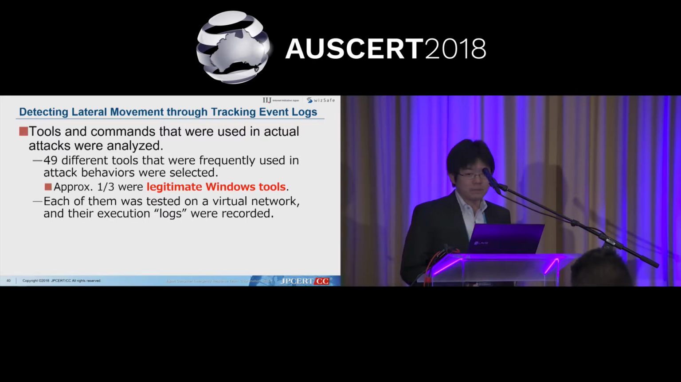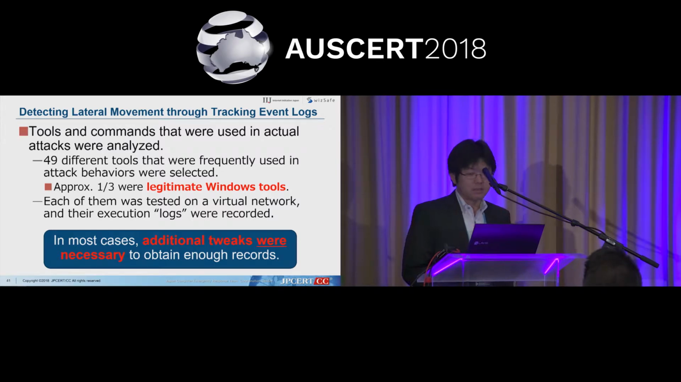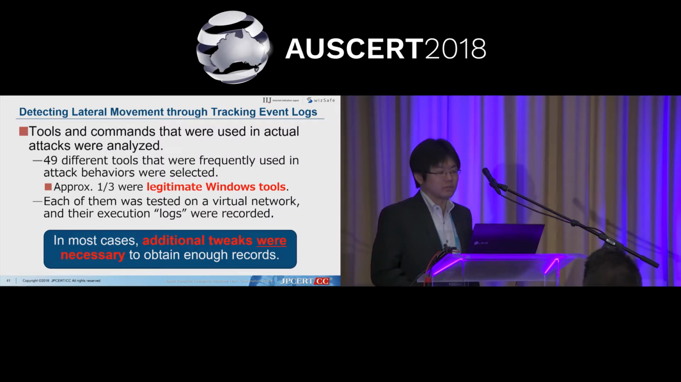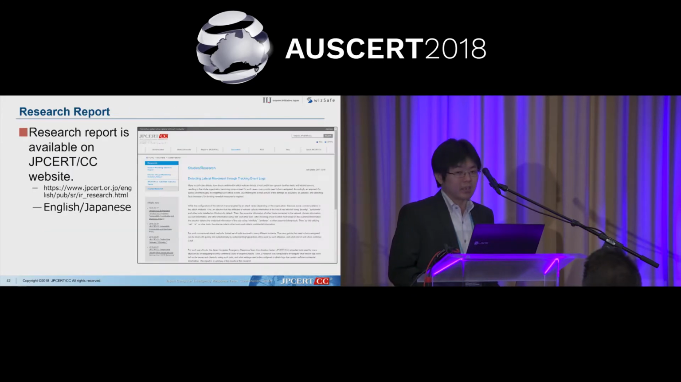And the result we came up with from the analysis is that, in most cases, additional tweaks were necessary on Windows to obtain enough records. We put them together and published it as a research report. It's on the JPCERT/CC website, and I'm going to put the URL at the very end of this presentation, so you can take a look at this. We studied this in Japanese, but it's in English also, so you all can read this.